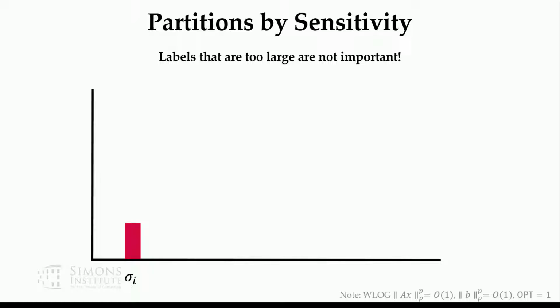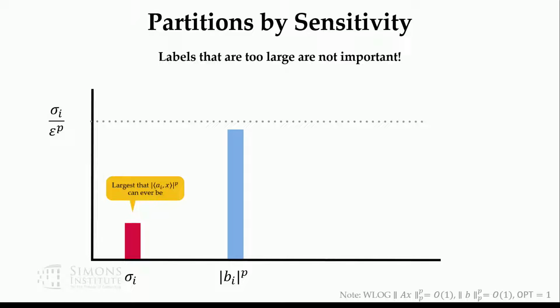So let me just draw the picture here. Okay, so again, from the last slide, we said that the p-norm of Ax, we're going to assume is order 1. So that means that if I look at the ith coordinate, the largest that |ai.x|^p could ever be is the sensitivity, sigma i. It can't be larger than that if the p-norm of Ax is order 1. Okay. Well, now let's look at coordinates of b. So if I look at a coordinate of b, there's sort of two cases. One is it's not too large. And by too large, I mean it's not larger than sigma i over epsilon to the p. This turns out to be the right threshold to look at.